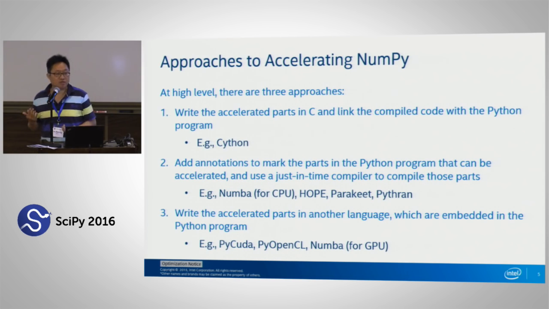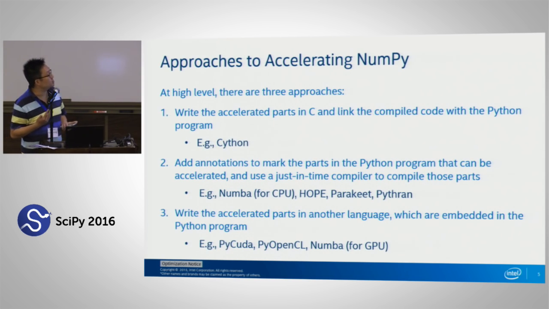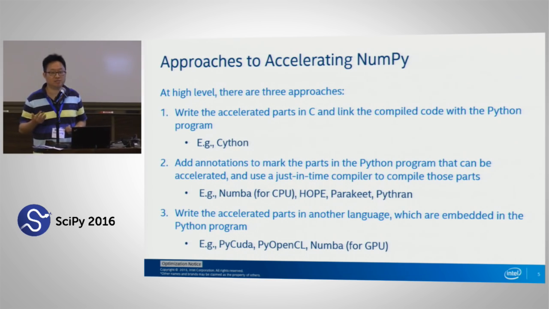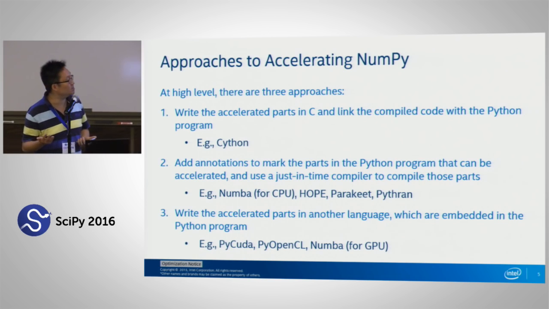So let's look at the current approaches to accelerating NumPy. There is a lot of existing work, so it's hard to summarize all of it in one slide, but I'm trying to classify it into three approaches. The first one is you can write the accelerator parts in C and then link the statically compiled code with the Python program. A very good example is SciPy.